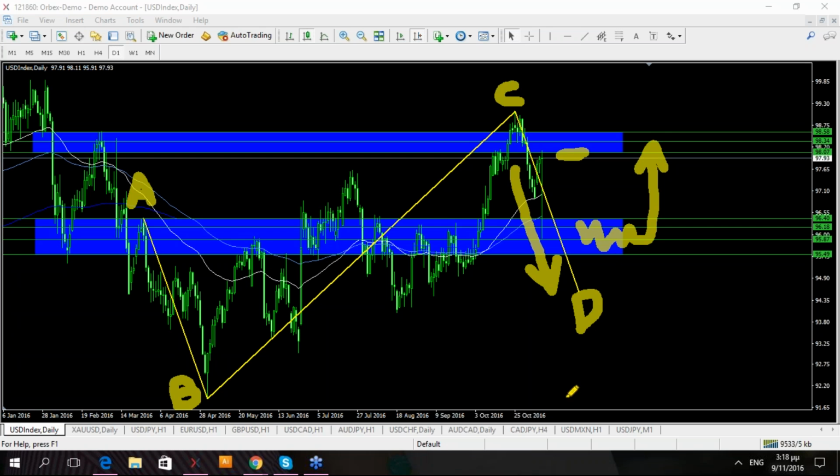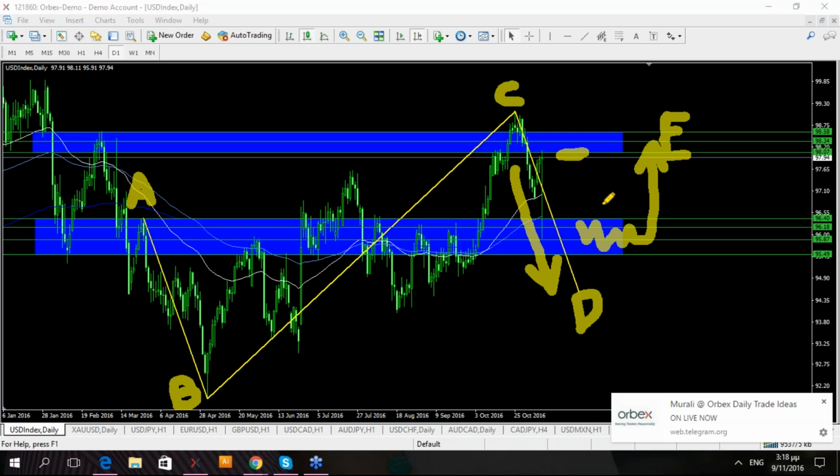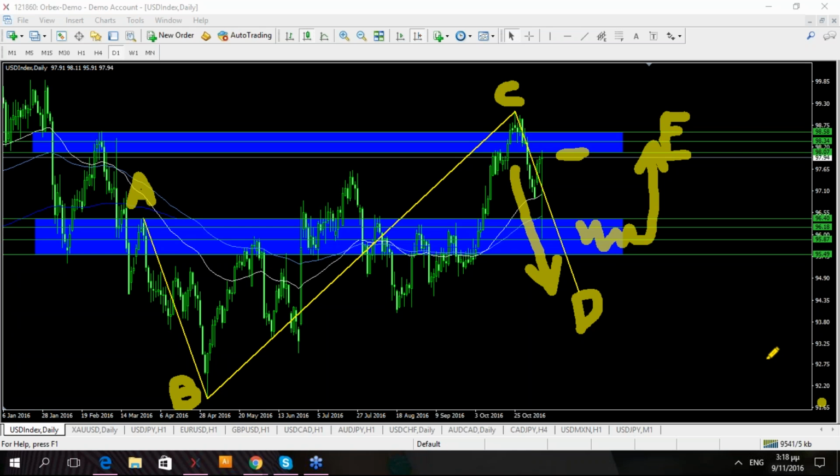So that is your D to E area. Okay, so there we are. We're looking into a D to E sort of area. For the USD index, some of you guys or most of you guys, including myself, are not trading the USD index as an instrument. We're using this as a sort of gauge on the US dollar strength.